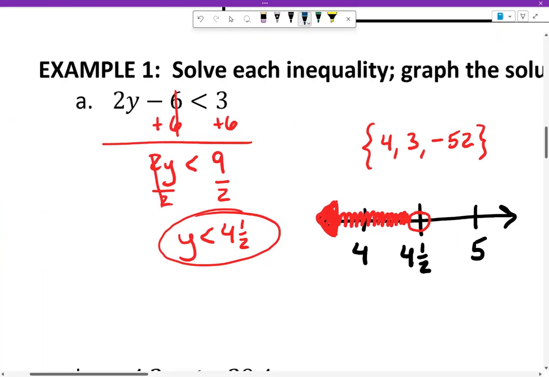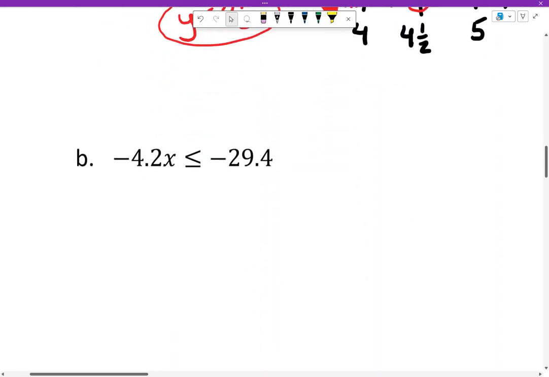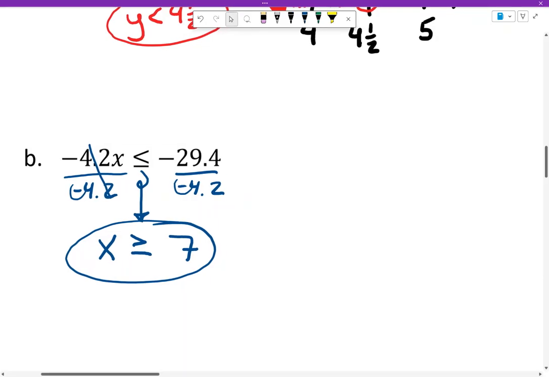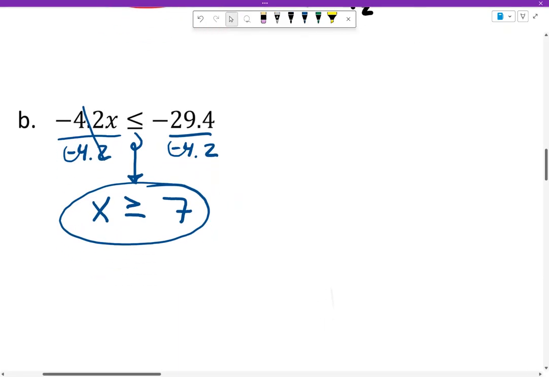Okay, let's move on to example B. We have negative 4.2x is less than or equal to negative 29.4. So just like an equation, we'll divide here by negative 4.2. Because I'm dividing by a negative, I must flip my inequality symbol. And negative 29.4 divided by negative 4.2 is 7. So there's my inequality. X is greater than or equal to 7. I almost said less than.